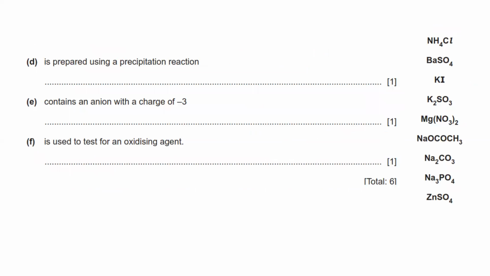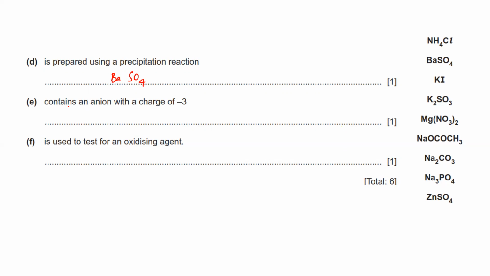Next part, it says part D. So the compound is prepared during a precipitation reaction. So remember, all nitrates are soluble. So never use a nitrate here. Generally, if we have either carbonates or sulfates, they are insoluble. Potassium sulfate is somewhat soluble, but zinc sulfate and barium sulfate are not. So the best choice amongst zinc and barium would be barium sulfate.